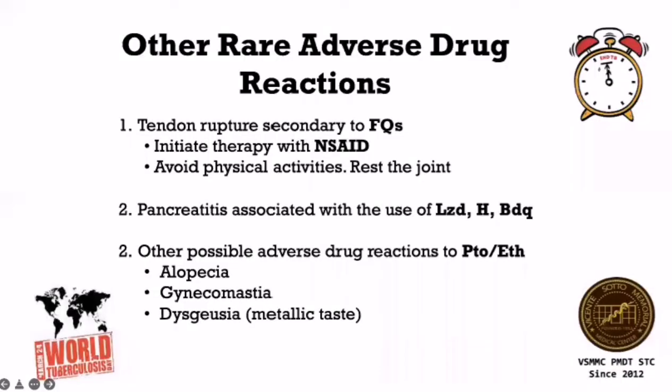So other rare adverse drug reactions include tendon rupture. This is secondary to our drugs, fluoroquinolones, like levofloxacin and moxifloxacin. So when you entertain tendon rupture, you may initiate treatment with NSAIDs. And you may advise your patient to avoid physical activities, and he or she has to rest the joints.